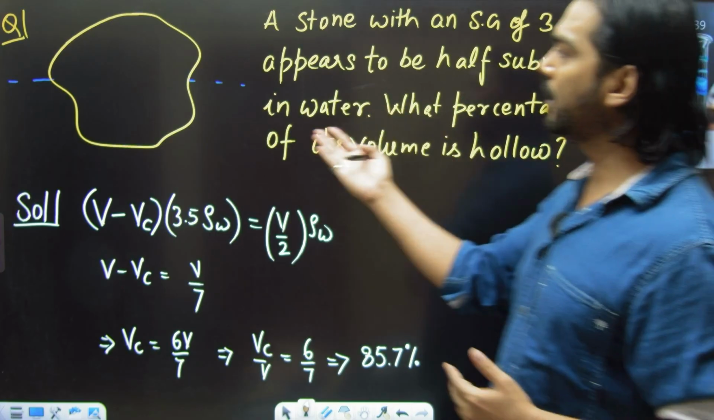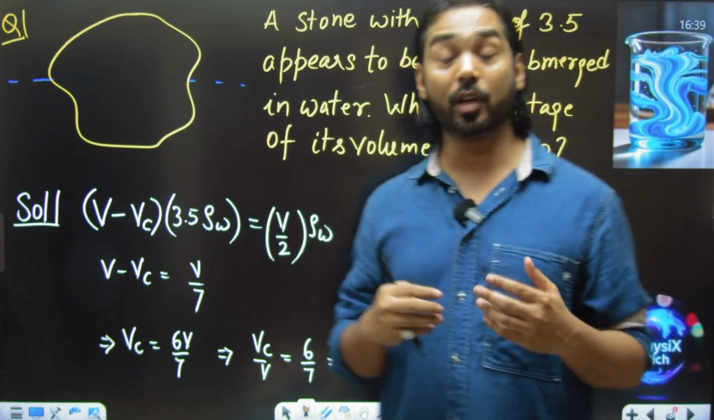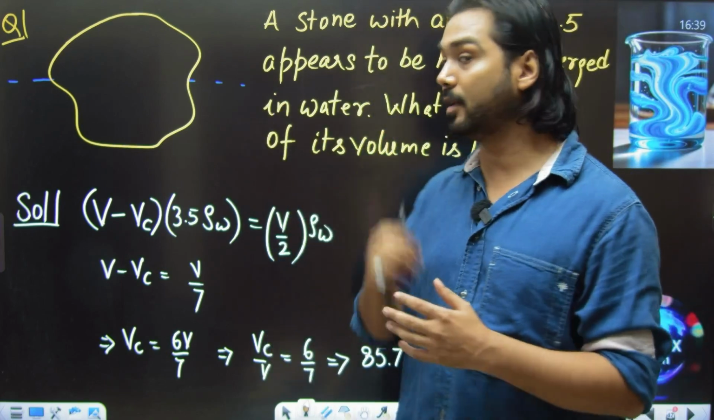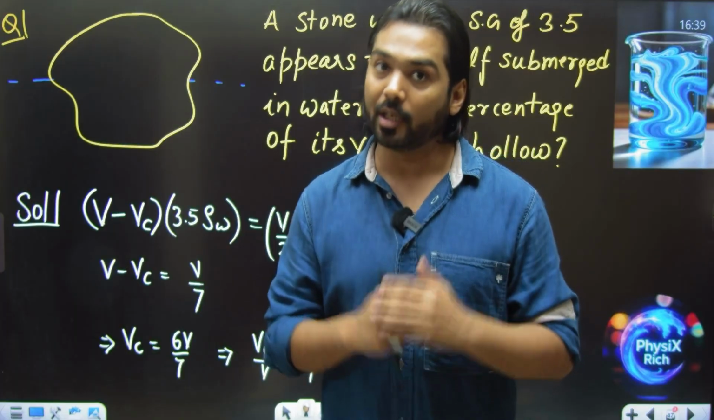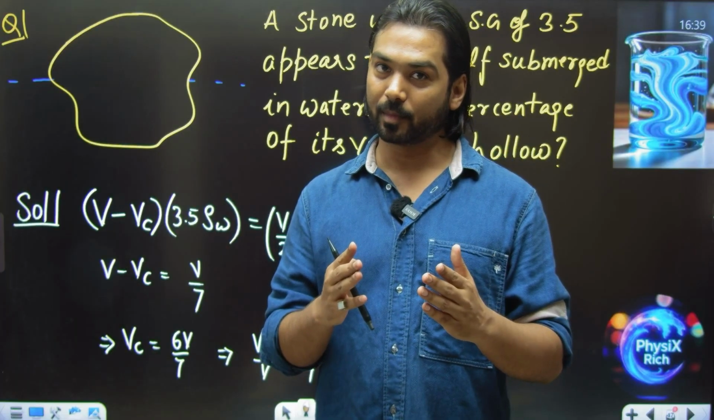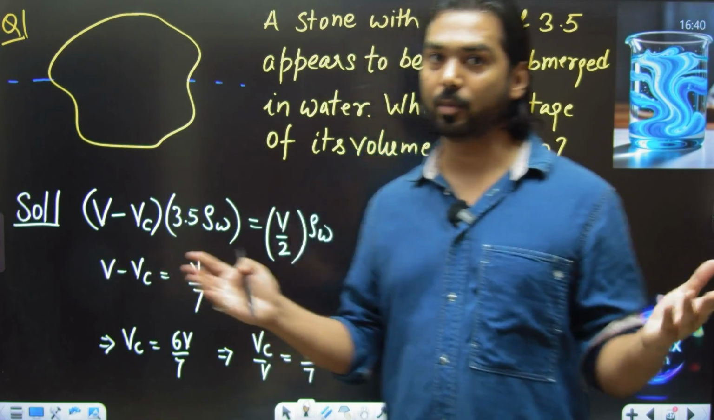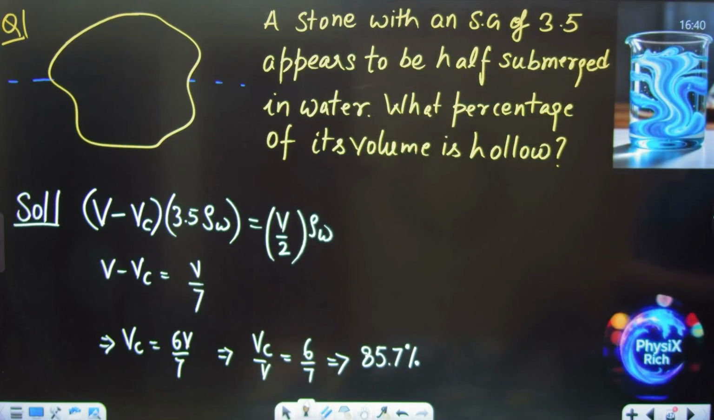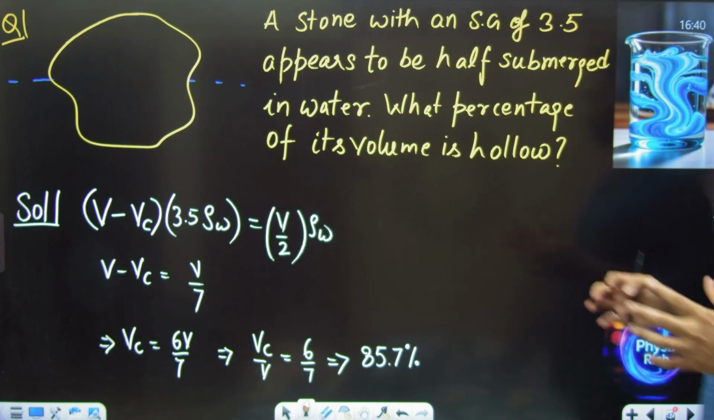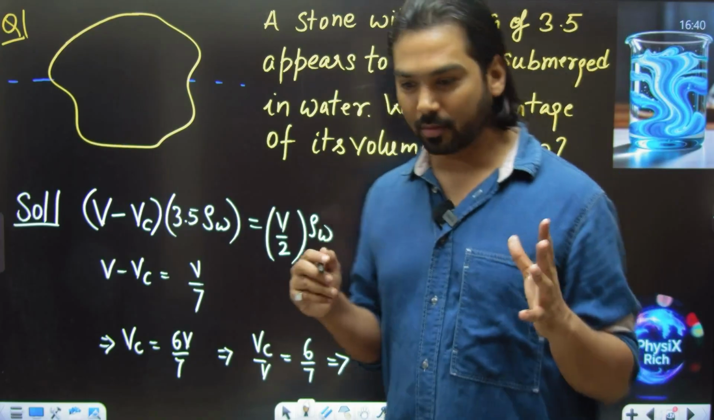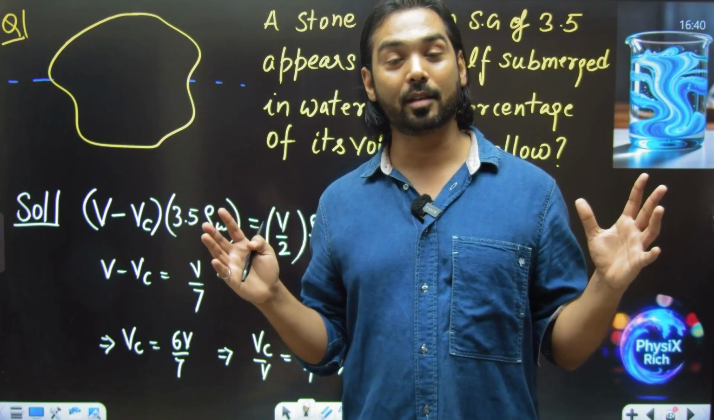It's made of a material and it has got a specific gravity of 3.5, which means that its density is 3500 kg per meter cube. It's 3.5 times heavier than water. Still it is floating. How? Let's find out. So it appears to be half submerged in water. There is the magical stone, and you see that it is floating on water.